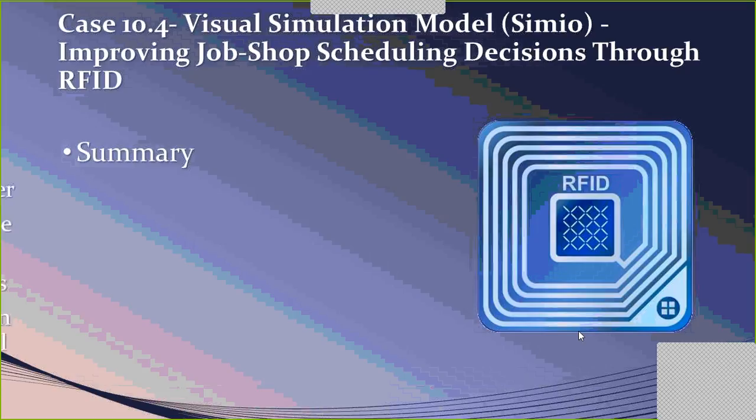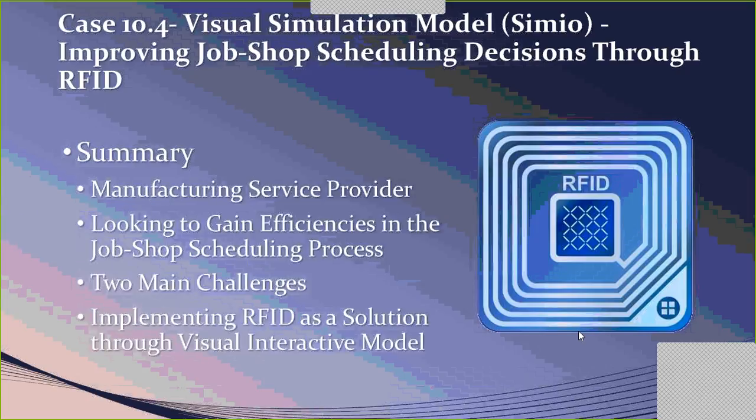One of the solutions that the manufacturer turned to was a visualization simulation model, Simio, which we'll talk about a little later, to determine if using RFID in the production line is beneficial. In the case, the results show that the RFID-based scheduling rule generated better performance compared to the traditional scheduling rules the manufacturer used, which were FIFO, first in, first out, and EDD, the earliest due date.